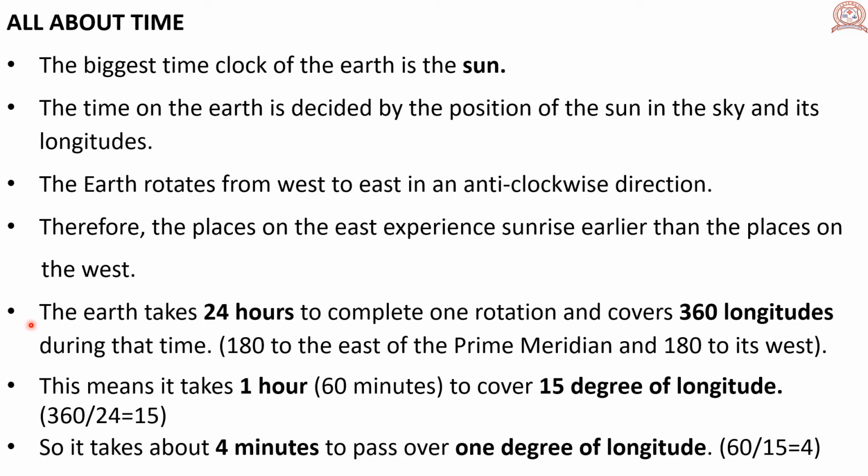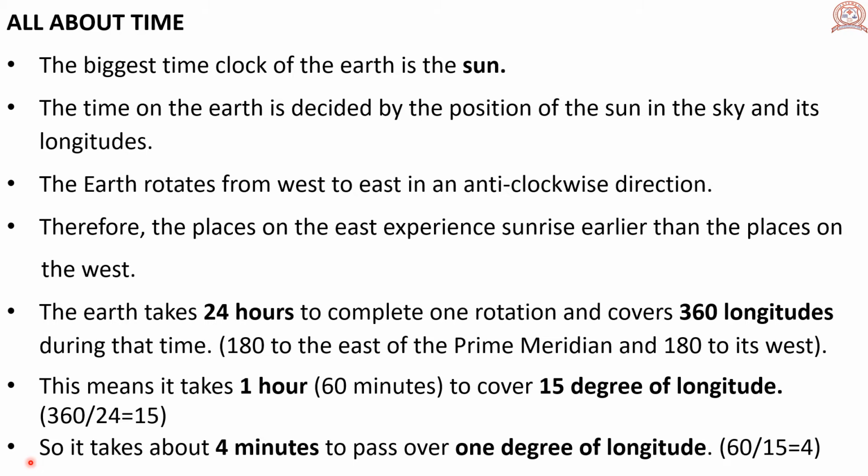The earth takes 24 hours to complete one rotation and covers 360 longitudes during that time. 180 to the east of the prime meridian and 180 to its west. This means it takes 1 hour or 60 minutes to cover 15 degrees of longitude. That is 360 divided by 24. We'll get 15.